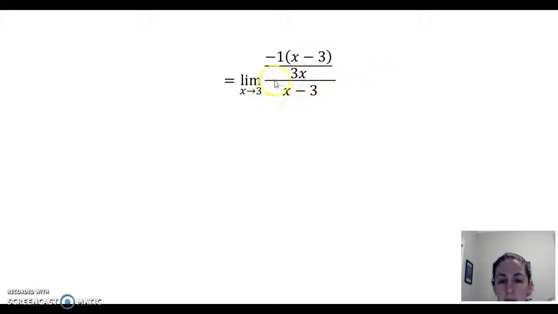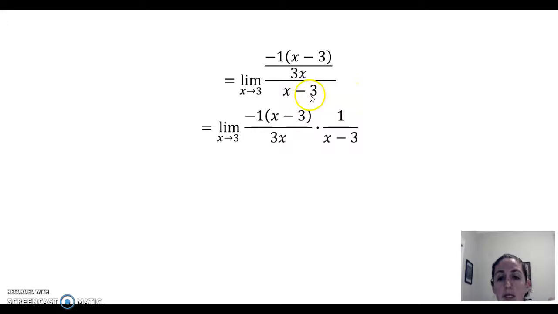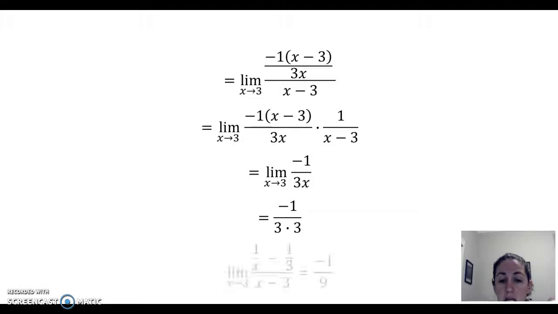Now let's look at this x minus 3 in the denominator. Dividing by something is the same thing as multiplying by its reciprocal, so dividing by x minus 3 is the same thing as multiplying by 1 over x minus 3. Now notice this x minus 3 and this x minus 3 are going to cancel. So this whole limit is really just the limit as x approaches 3 of negative 1 over 3x. Now I can try direct substitution, and I get that this limit does exist, and it's equal to negative 1/9.